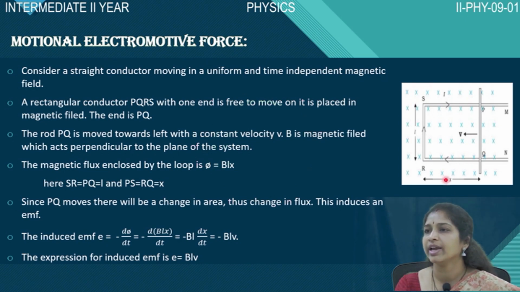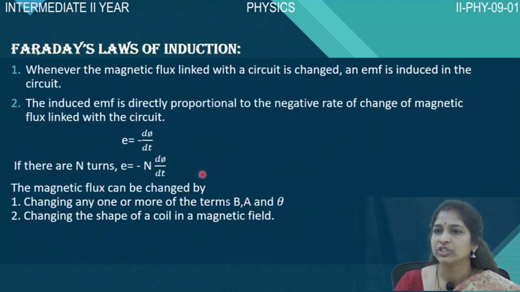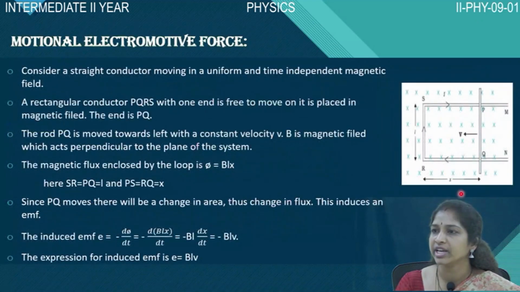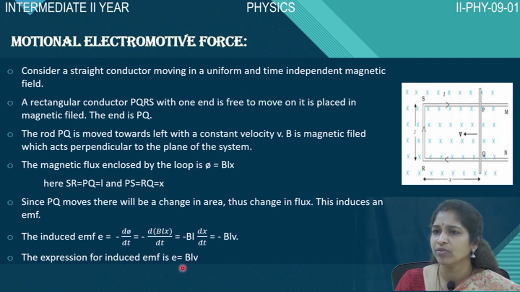So there is a change in X, in the sense there will be a change in the area. When there is a change in the area, there is a change in the flux. Why can we say there is a change in the flux? Because we have already discussed that the flux depends on B, A and theta. It also depends on A, and here you can see there is a change in the area. So when there is a change in the area, the flux linked with the circuit will change. And according to Faraday's law, when there is a change in the flux, EMF is generated. So what is that EMF that is generated? We are going to find out.